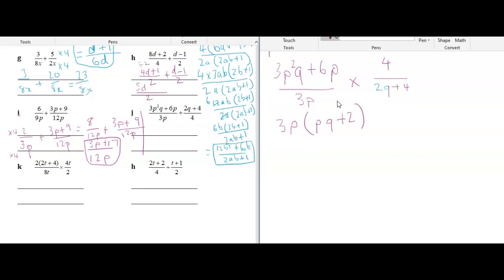So if I was to expand this bracket, 3p times pq gives me 3p squared q, and then 3p times 2 gives me 6p. Now you can see the reason for doing that is because those 3p's are going to cancel out. Now you can also simplify this because you can see the 4, 2 and 4 are all multiples of 2, so I'm going to divide everything by 2. So kind of doing 2 steps in one go. So now those 3p's cancel out.